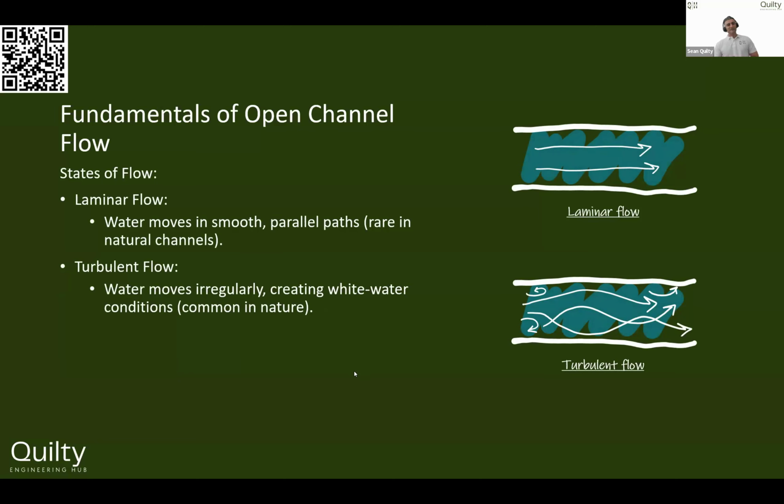And then we also have laminar and turbulent flow. Laminar flow is when the water moves in smooth parallel paths. So if you could see the little particles flowing through, in laminar flow they're all in the same position in your cross section. Turbulent flow is when the water is more chaotic. In more real world examples, you'll see whitewater conditions where that might happen.